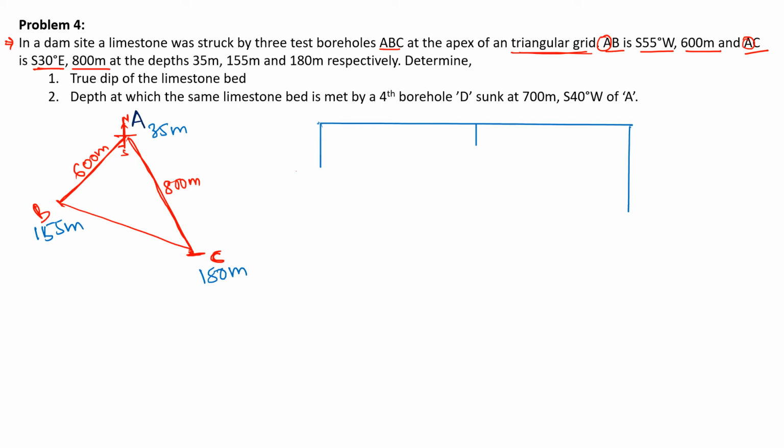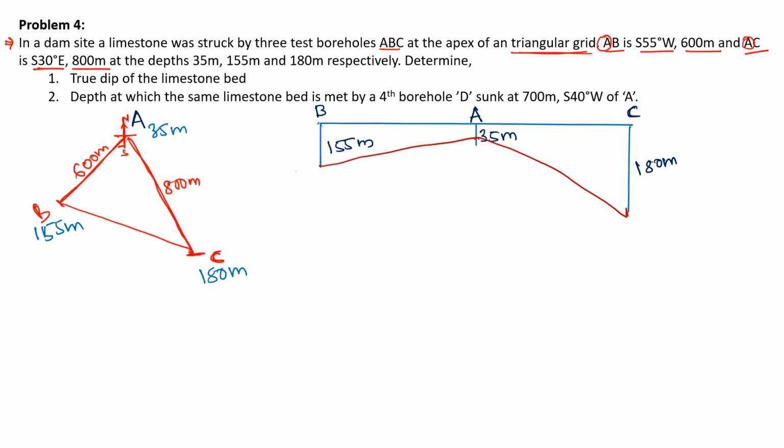Okay, I'll use this color. So at the center, the lowest depth will be taken, and that is 35 meters, and the name of that point is A. The second depth we'll take on our left hand side, that is 155 meters, and that point is our B, while the last one, that is 180 meters, will be point C. Now I'll join these points here and here to here.